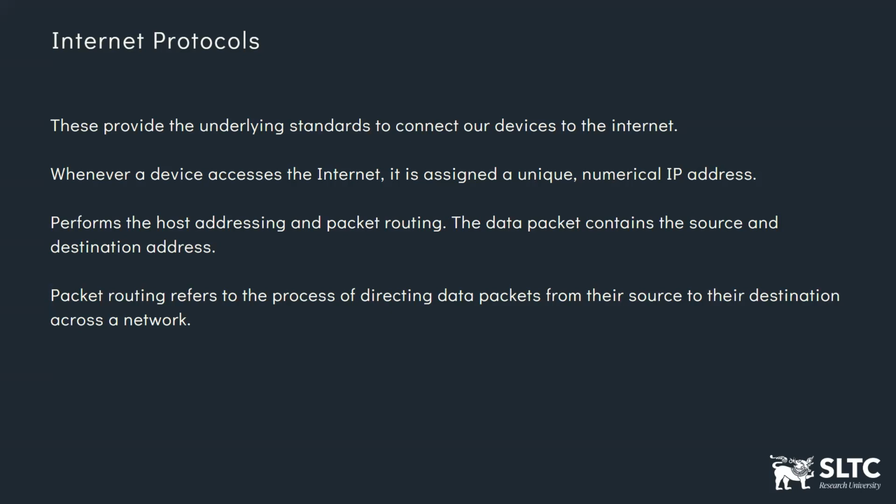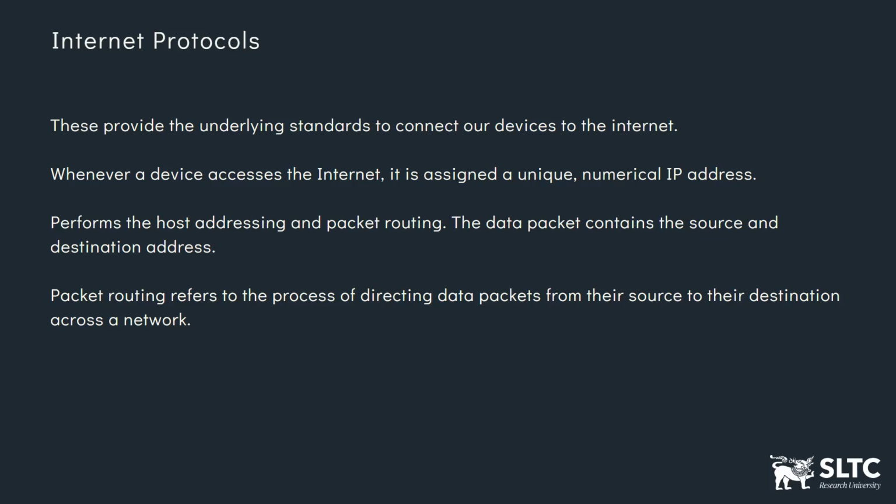Once we connect to the internet, the IP address will be allocated to us either by the router that we are accessing, or else, if there's a DHCP server, that DHCP server will allocate the IP address to our devices. So the internet protocols will perform the addressing of the devices, and support the routing of the packets from the source to the destination.